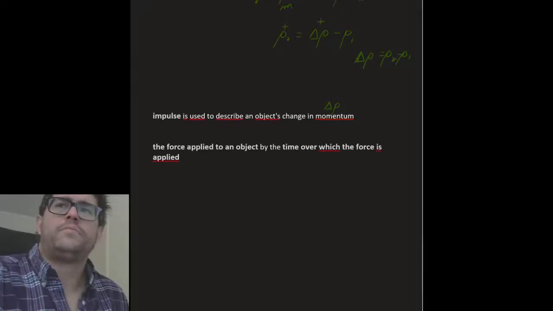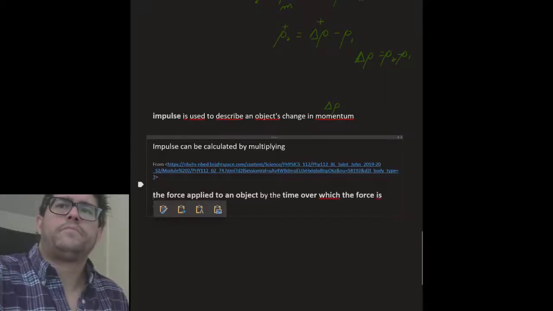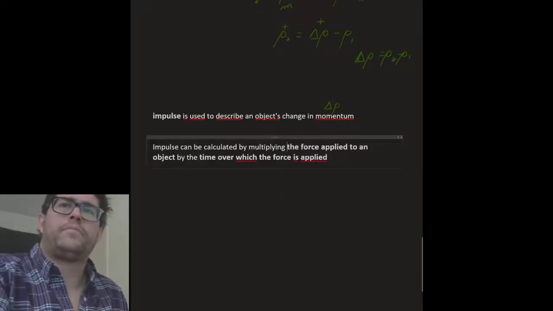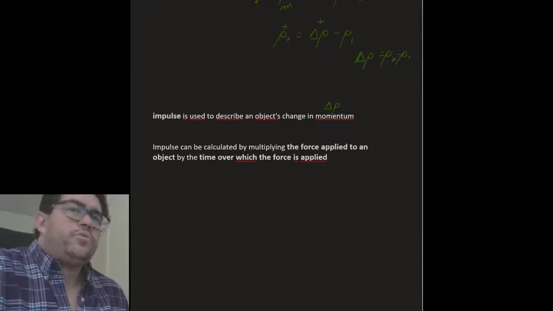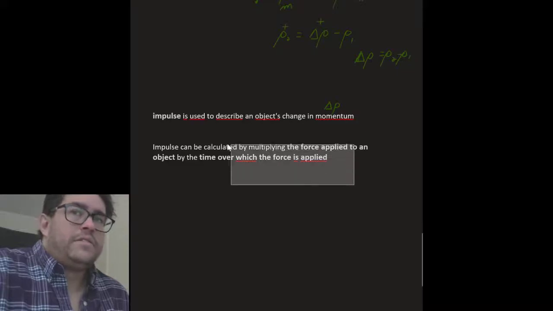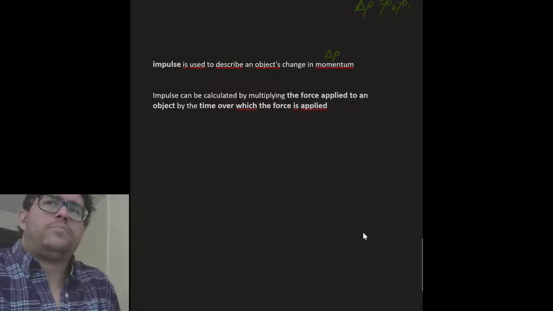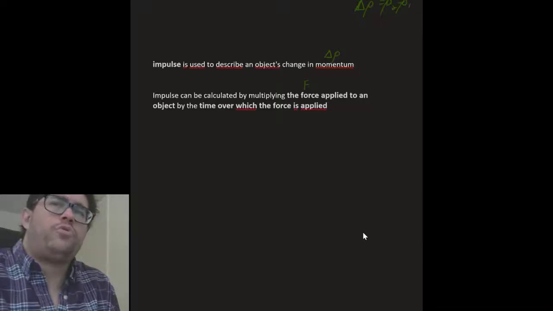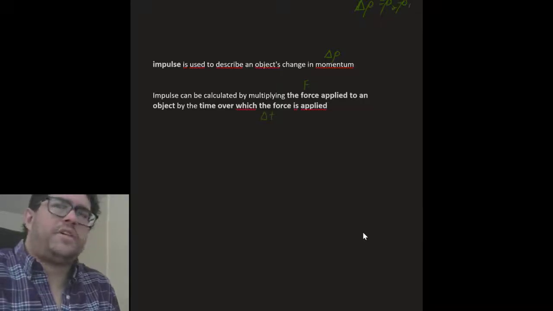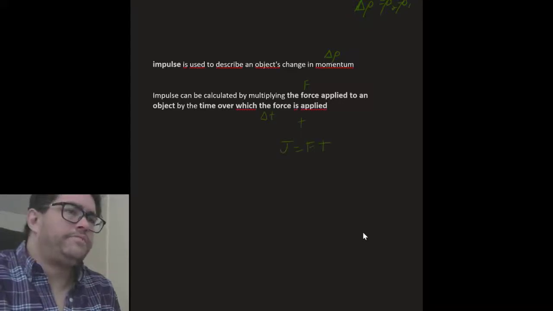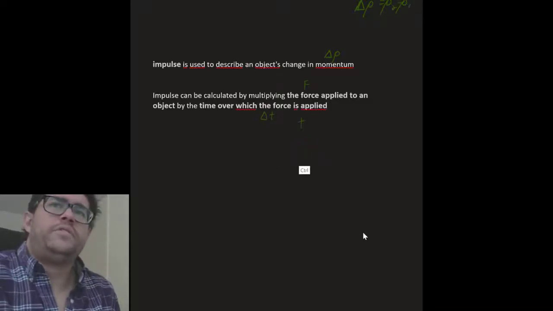Take that too. Okay, so hold on. So this is a definition, yet this is a calculation. They're not doing the same. Impulse can be calculated by multiplying the force, F, applied to an object by the time over which the force is applied. So the difference in time. Why don't we just say T? Some formulas say T. They say J equals Ft, right? But we will learn with delta T today.